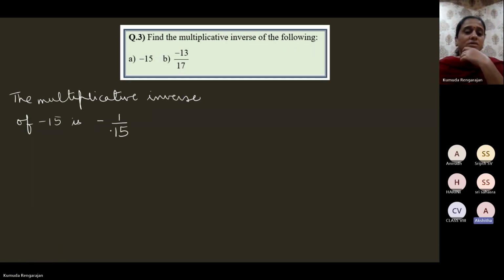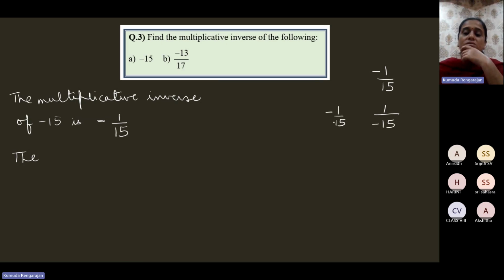Ma'am, I have a doubt. You told that we should not disturb the sign for multiplicative inverse, right? So the answer should be 1 by minus 15, right? Yeah, that sign you can put anywhere. That's fine. You can write it as minus 1 by 15, write it as 1 by minus 15. It all amounts to minus 1 by 15. Okay, ma'am.